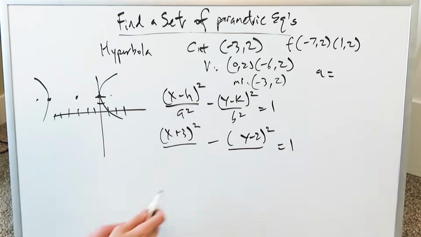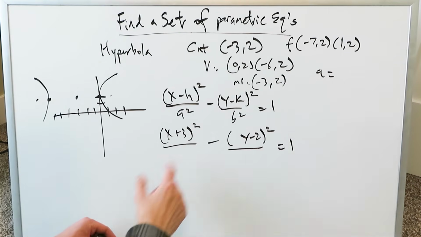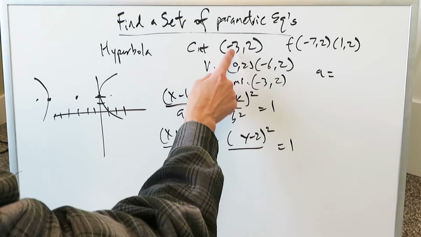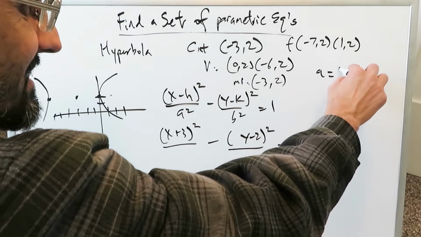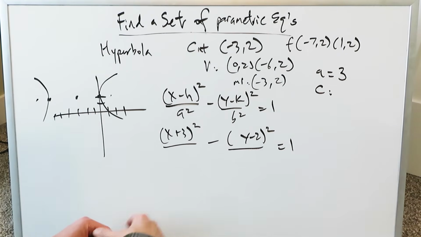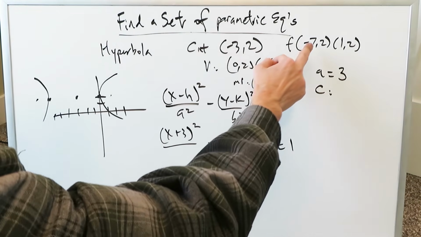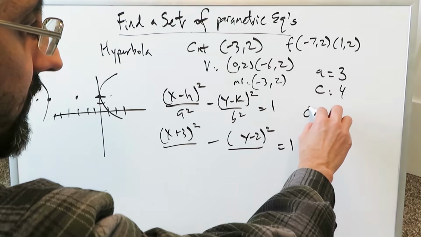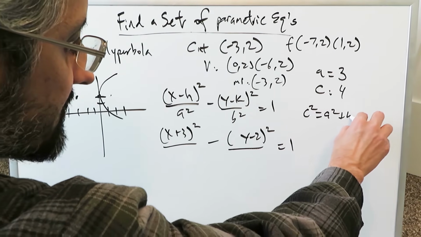When I'm looking at this, the distance from the center to each of these vertices is your a value. You're looking here from the center, minus 3 to 0 or minus 3 to minus 6. It's a distance of 3. And your c value is, of course, the distance from the center to the focal point. When you're looking here from minus 3 to minus 7 or minus 3 to 1, you're looking here at a distance of 4. You know, for a hyperbola, c square is equal to a square plus b square.